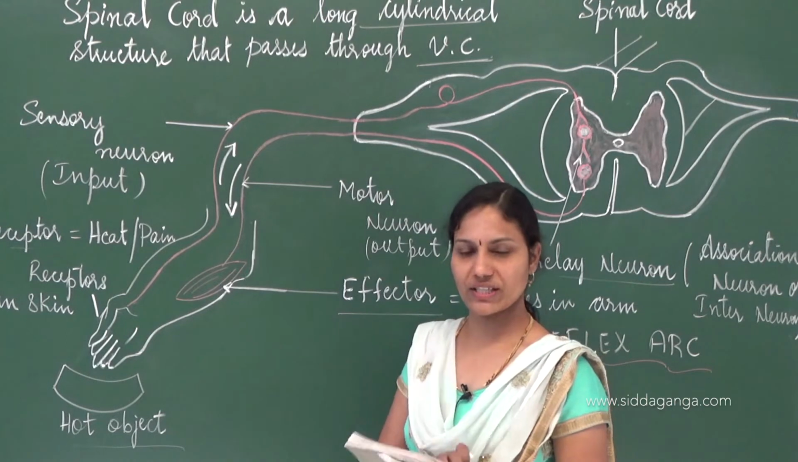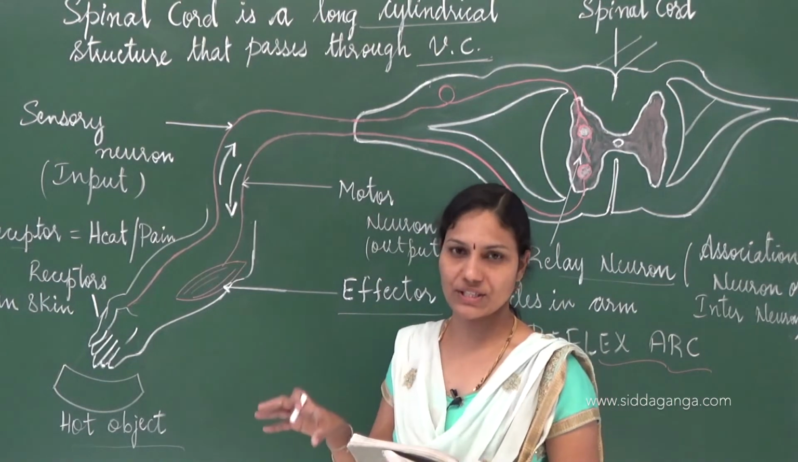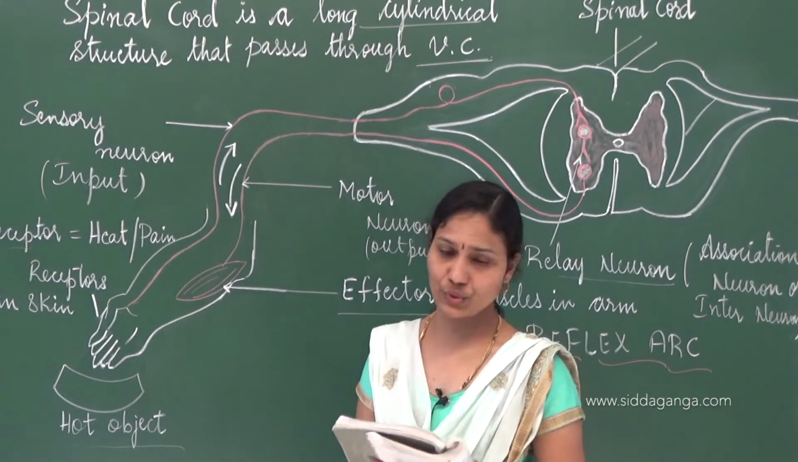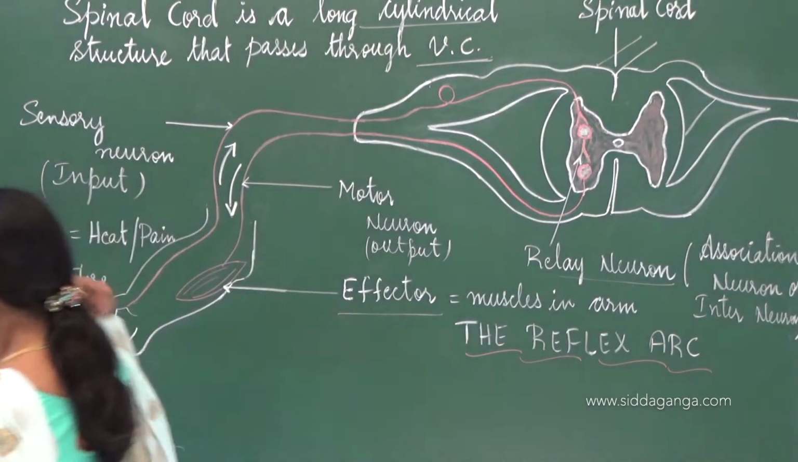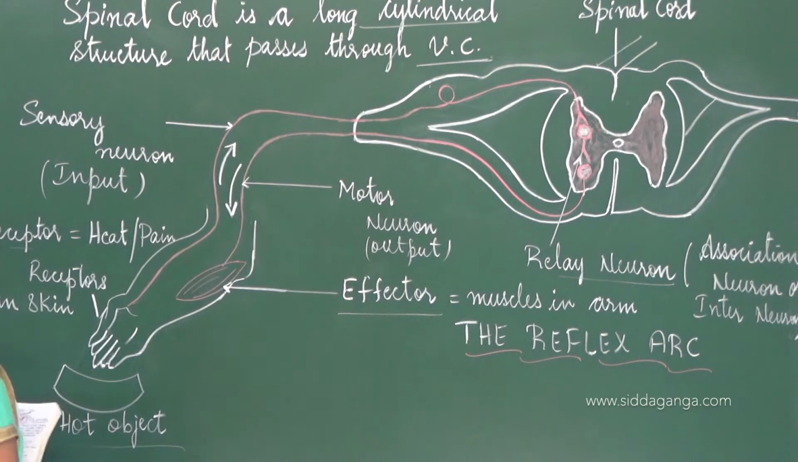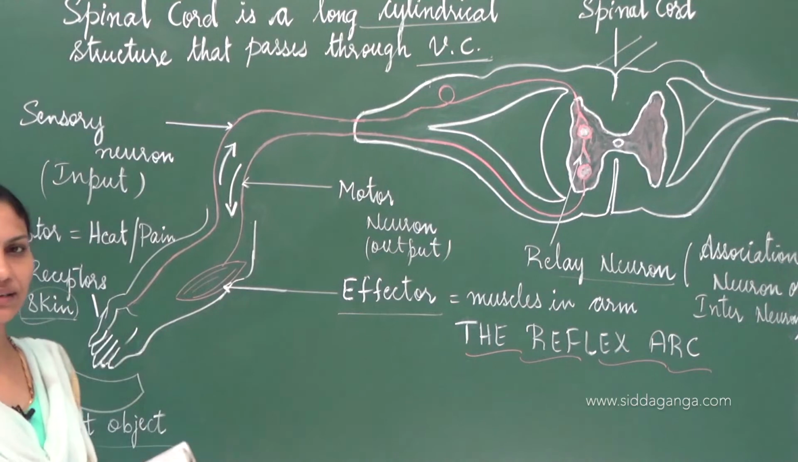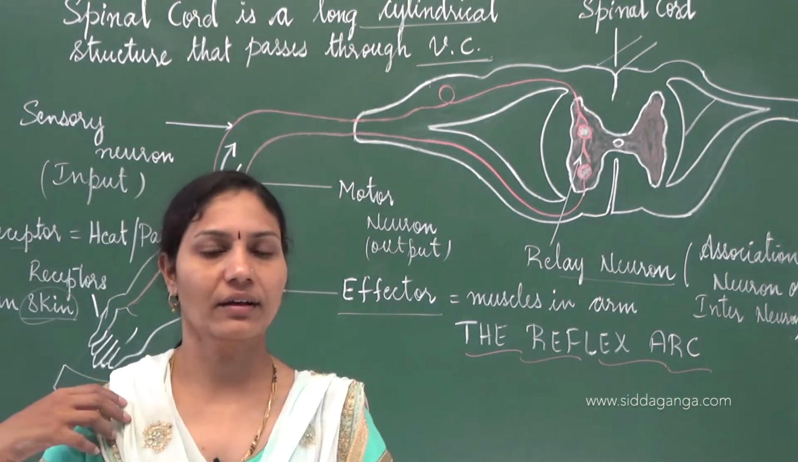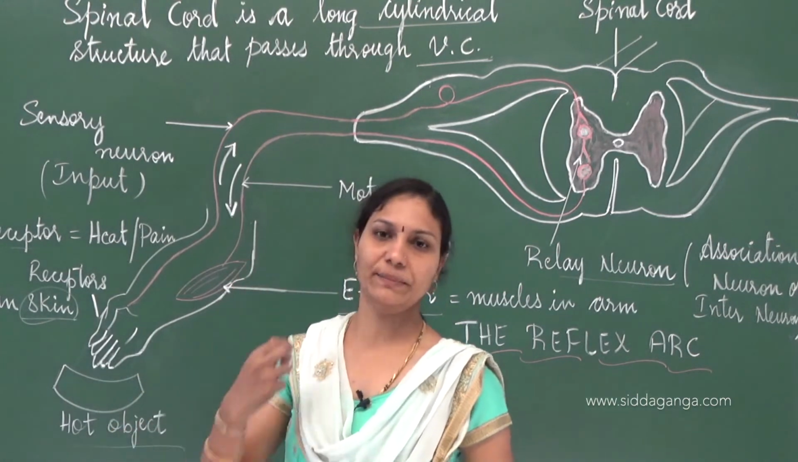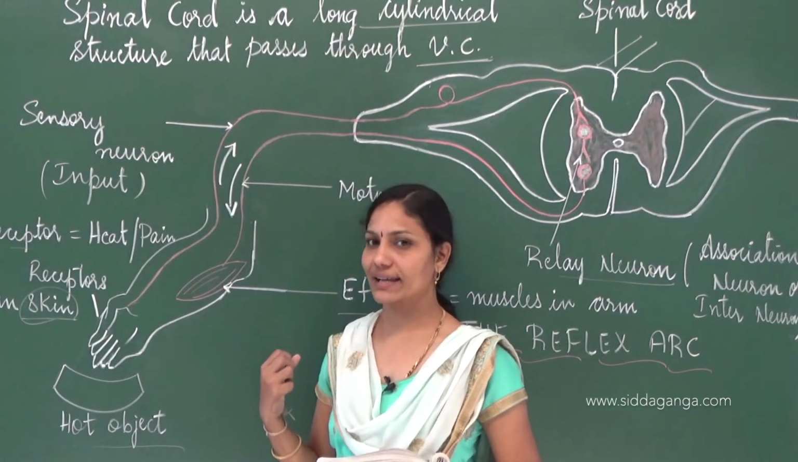So with these small changes, hope you could draw this and write the sequence of events. I'll again try to explain this. Hope this diagram is clear to you. Instead of writing a hot object here, you write bright light, or focusing a bright light. Instead of receptors in skin, receptors in eyes. So photoreceptors in the eyes receive this light.